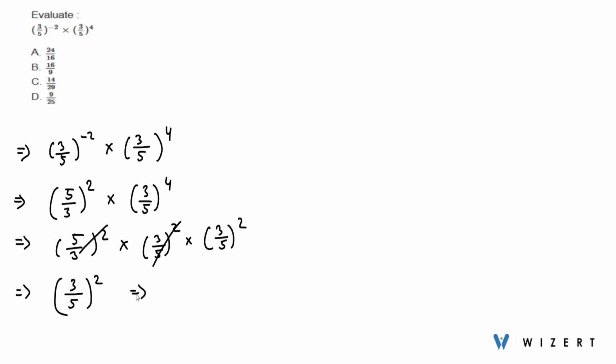Now we can further simplify it to 3 square upon 5 square. Now 3 square is 9 and 5 square is 25. So this will be our final required answer. So upon checking the options, we see that option D will be our required final answer. Thank you.